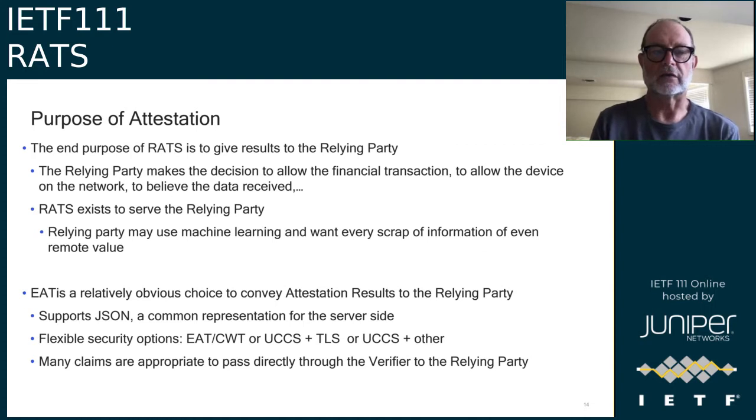So I think EAT is a relatively obvious choice to convey attestation results to the relying party. EAT supports JSON, which is a good representation for the server side. EAT is flexible in terms of security options, and you can have the signed format, EAT and CWT, or you can use the unsigned version with UCCS and TLS, or you can use UCCS with something else.